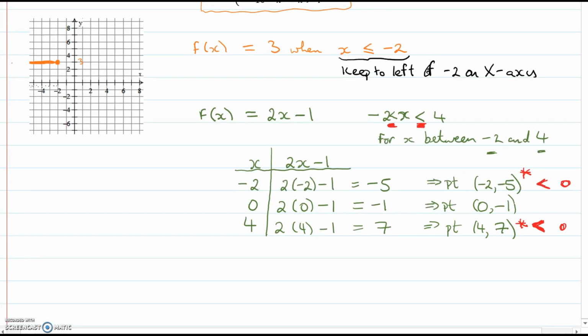Okay, so let's go to negative 2, negative 5 on the graph, over to negative 2 and down to negative 5. And at that point, we'll make an open circle.